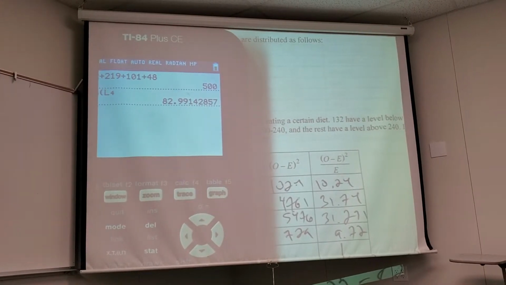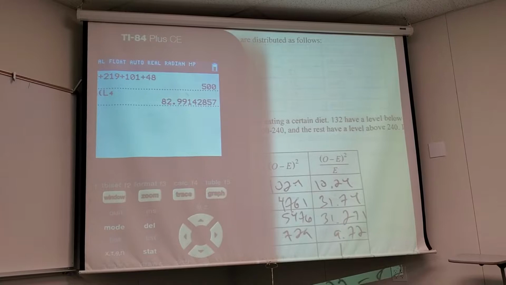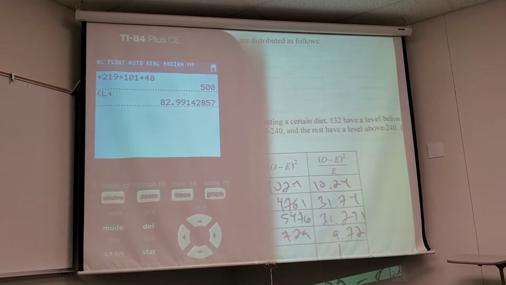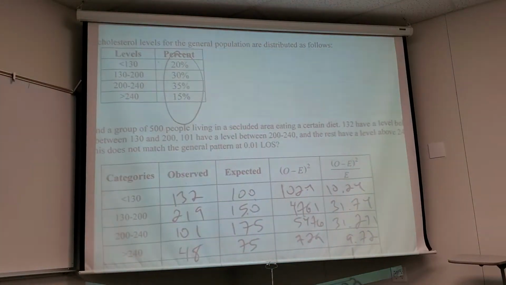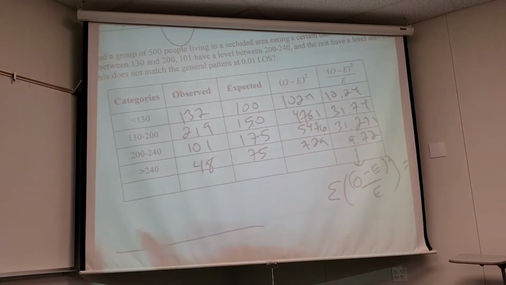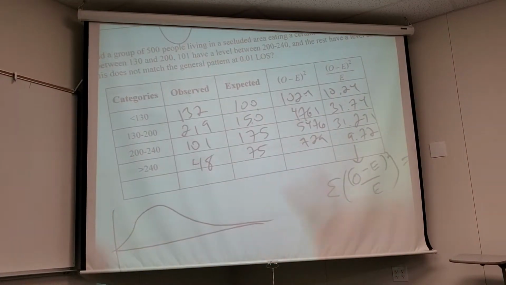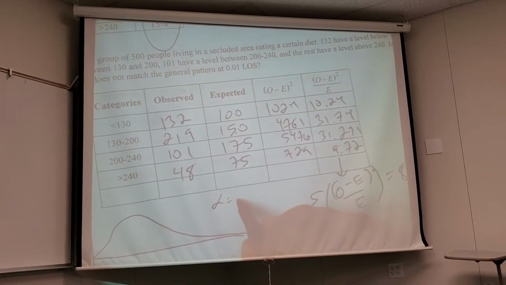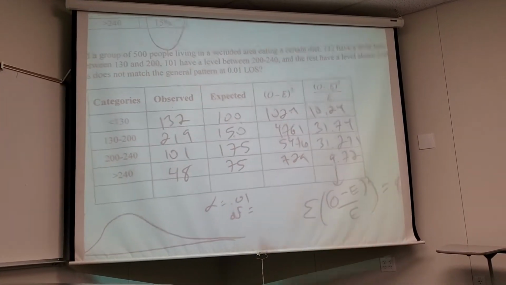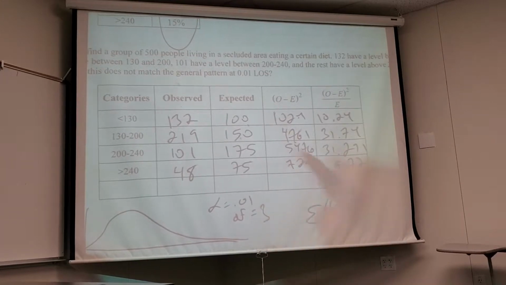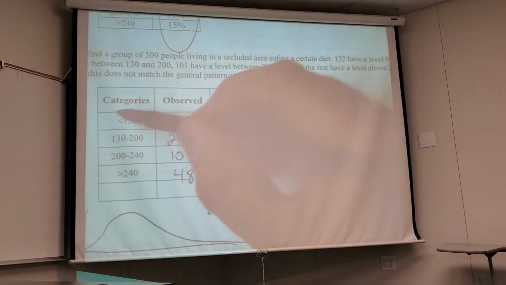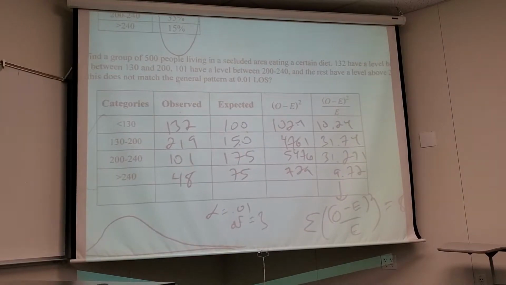So what does that mean? If 0 means there's no difference at all, and the cutoff, I haven't looked at my cutoff yet. What's my cutoff chi-square score? Alpha's 0.01. Degrees of freedom. What's the degrees of freedom here? 3. I like it. They're not 499 degrees of freedom. There's 4 categories, so there's 3 degrees of freedom.